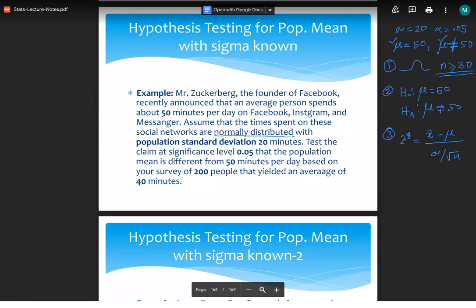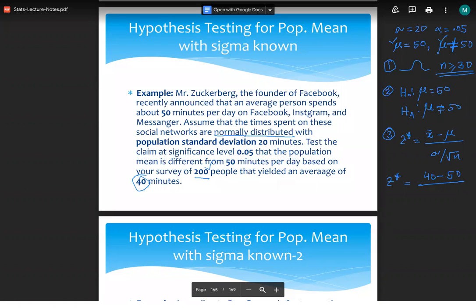Now, all this information you have from the problem. Your mu is 50, right? X bar is the mean. So based on your sample of 200 people that yielded an average of 40, X bar is 40 because you got the number 40 from a sample of 200 people. Your n is 200.